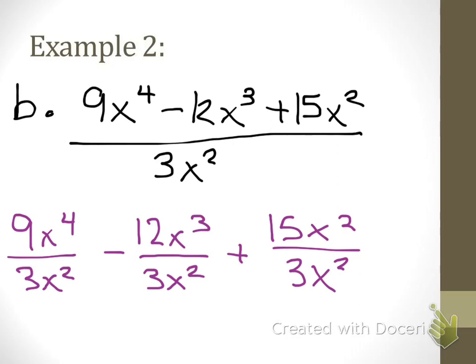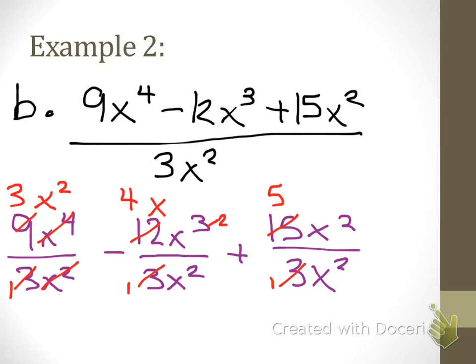Okay, so now you're going to go through and reduce. You can reduce these by 3 and you're just left with 3 over 1. And x squared and x to the 4th, well, 2 of your x's can cancel and you're left with 3x squared. Okay, this cancels to 4 over 1. And you're just left with, because 3 minus 2 is 1, you're just left with an x. 3 and the 15 cancel to 5 over 1, and x squared completely cancel out.